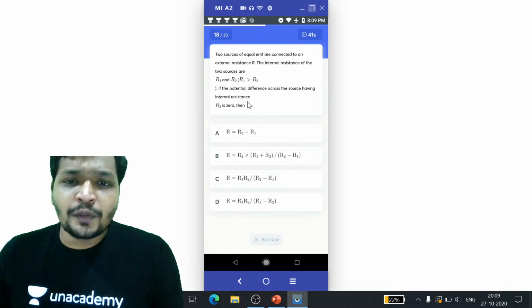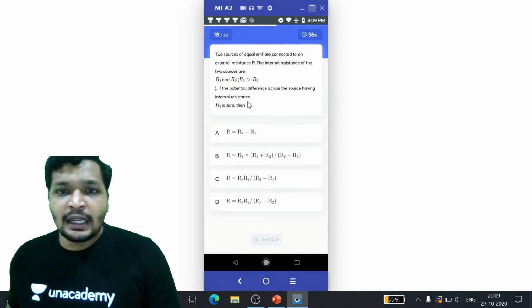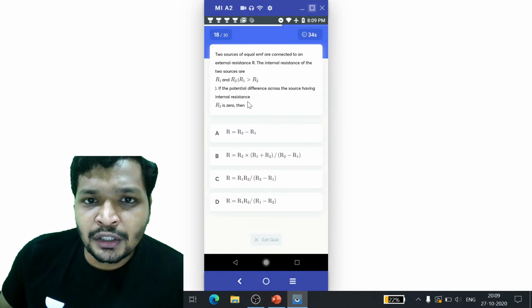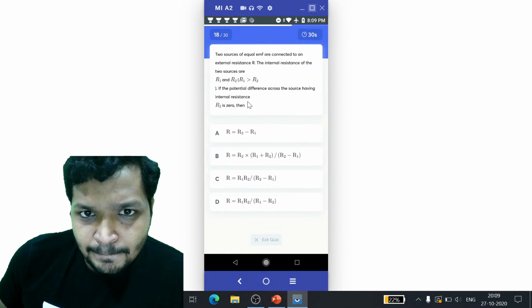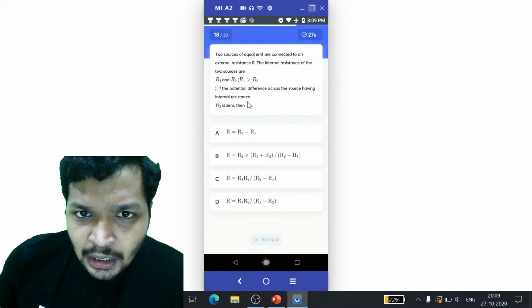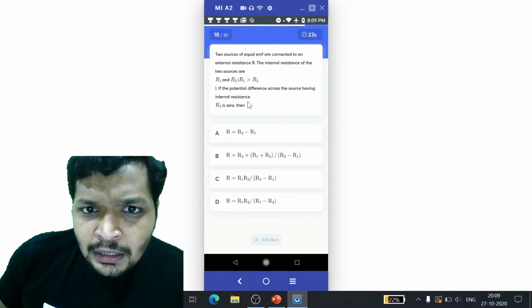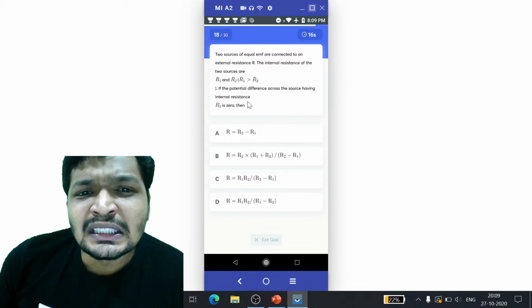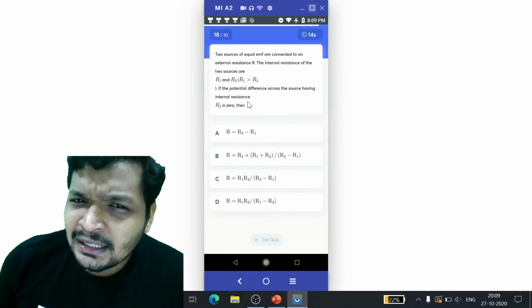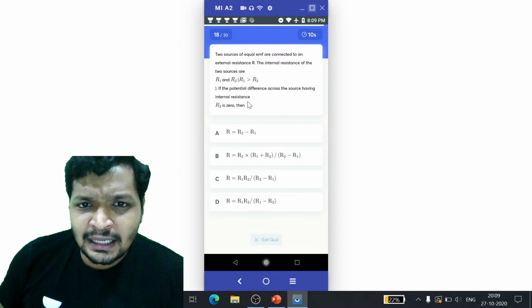Two sources of equal EMF are connected to an external resistance. The internal resistances of the two sources are R1 and R2, and one of the internal resistances is greater. The potential difference across the source having internal resistance R2 is 0. One of the things is whether they are probably connected in series.